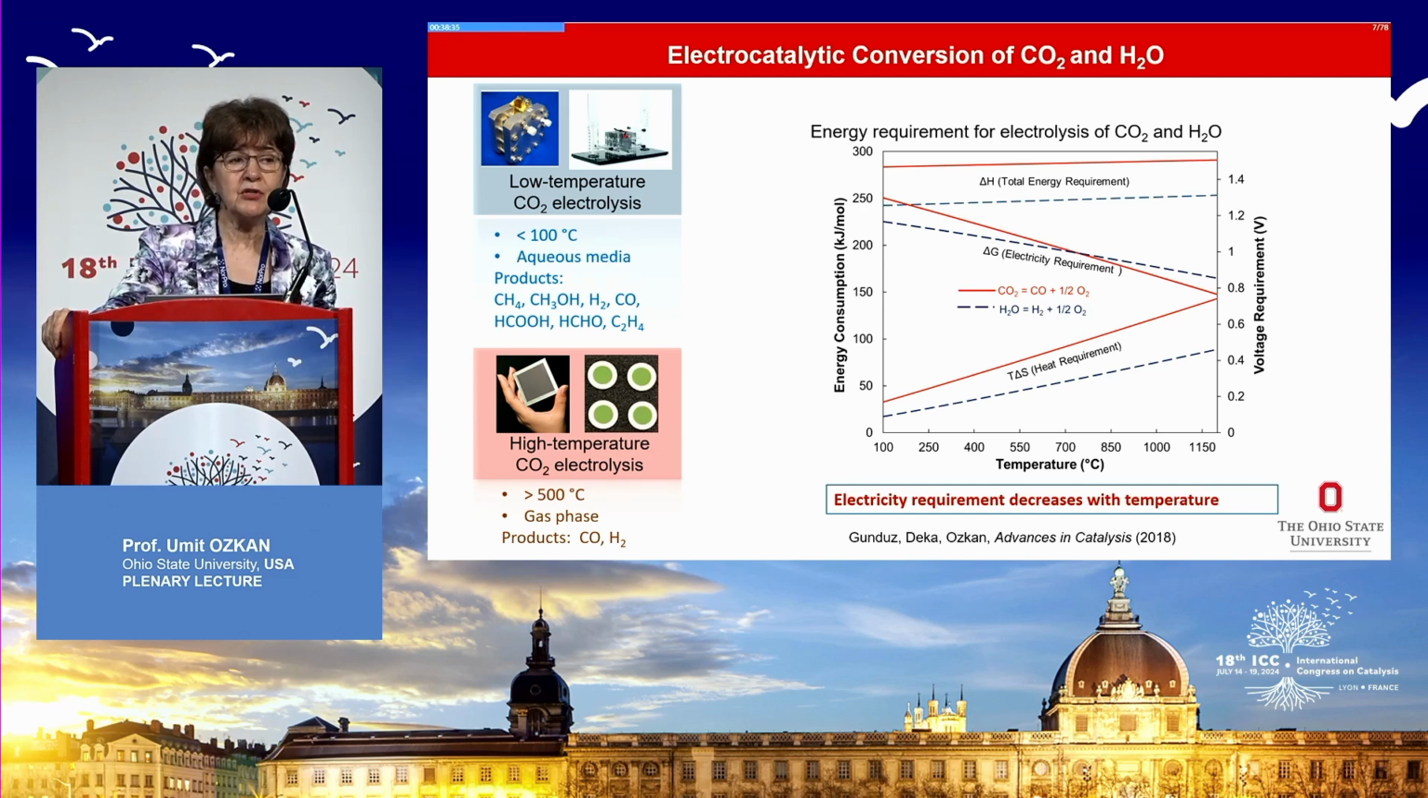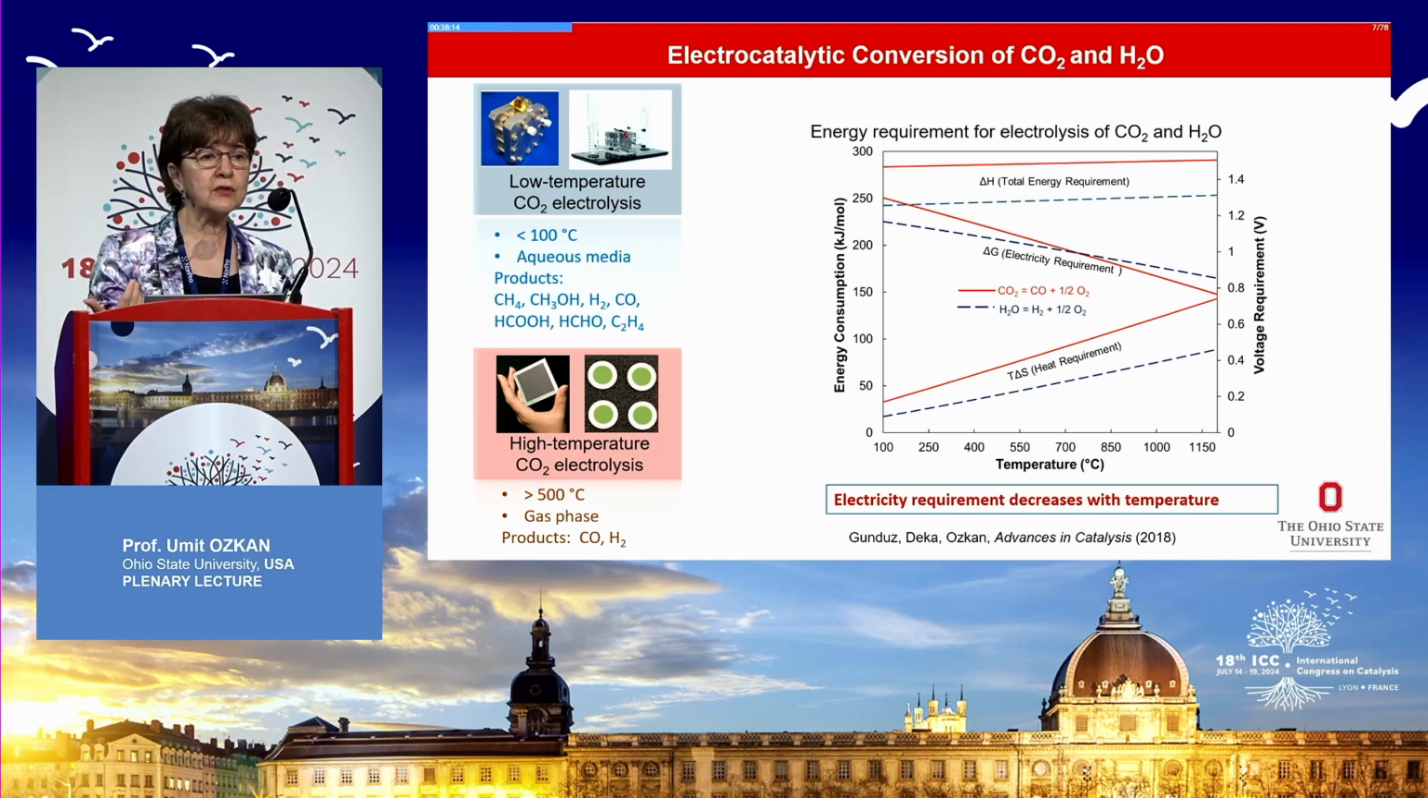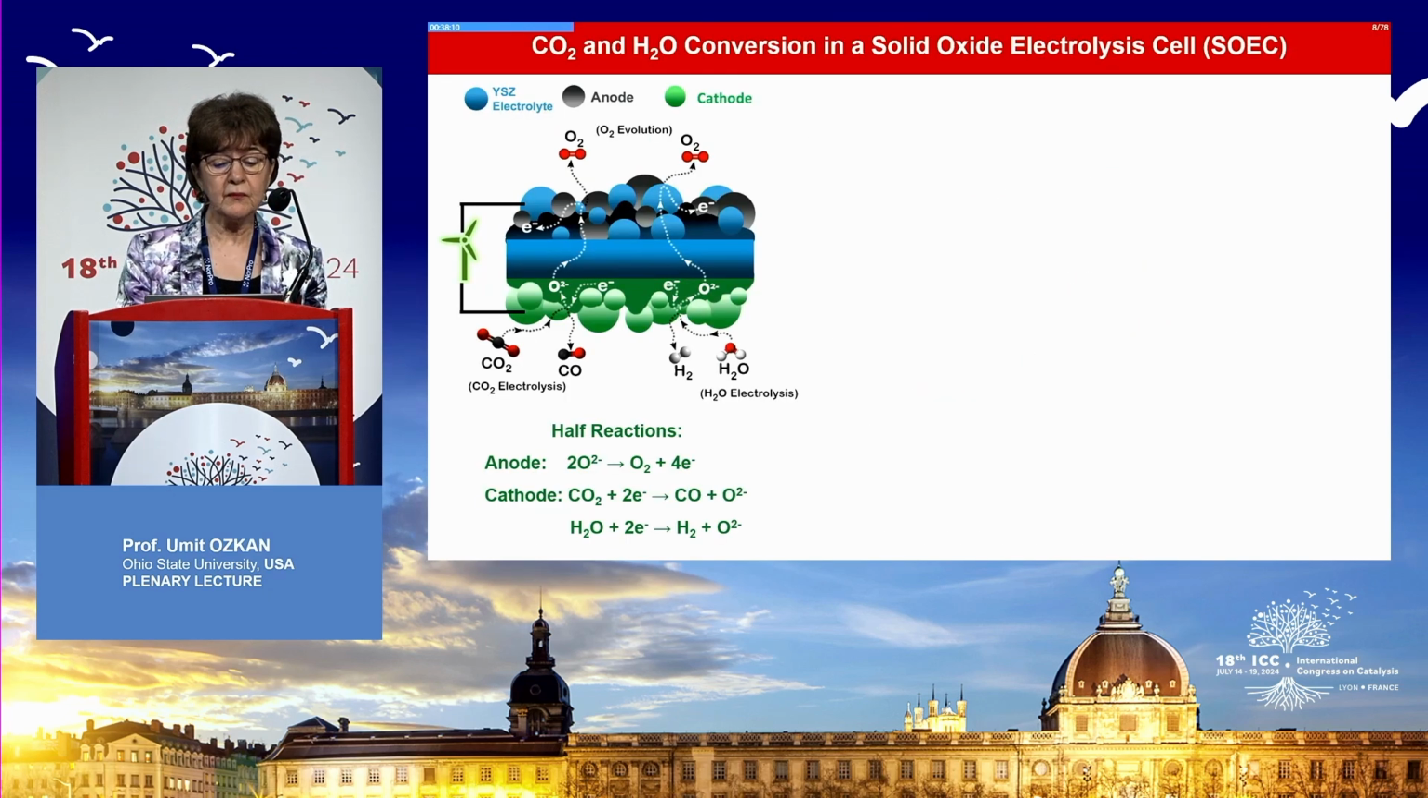If we look at the energy requirement and see how that's changing with temperature, the total energy requirement is about the same. Maybe it's a little higher with temperature. But if we look at delta G, which really represents the electricity that's needed, what we see here is that it goes down with temperature. And since electricity is the most versatile form of energy, it is a major advantage.